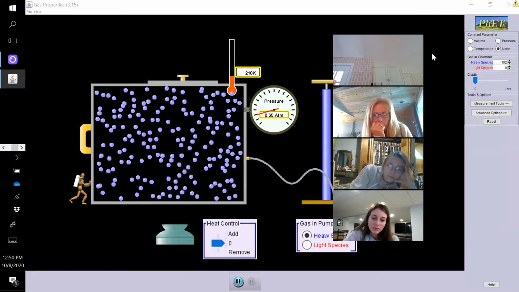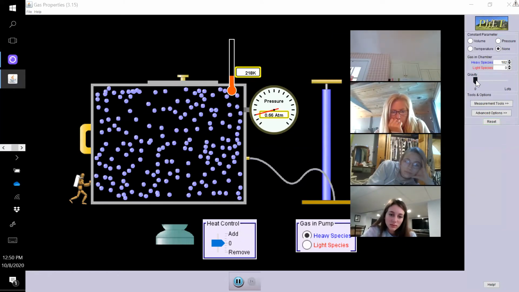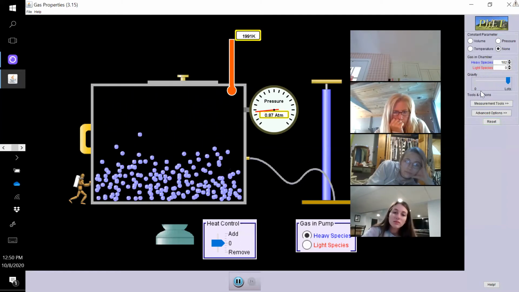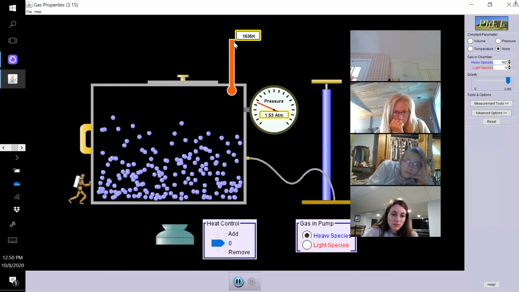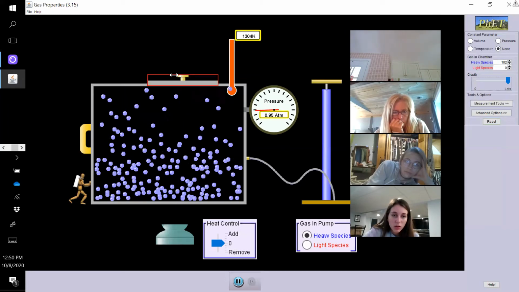Wyatt says it'll increase temperature, but watch this even more. Ready? Here's my bar for gravity. Let's do lots. Watch the temperature and pressure. Boom. Look what happened to the temperature. Did you see that? Did you see the temperature just went through the roof? Excuse me, pardon my language.